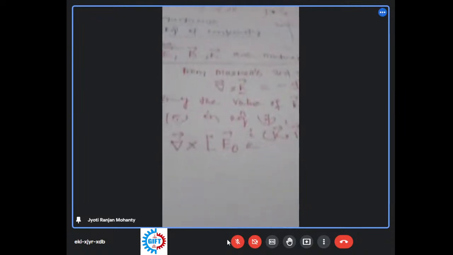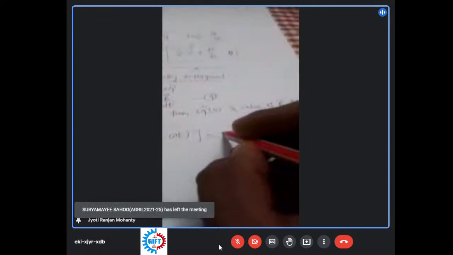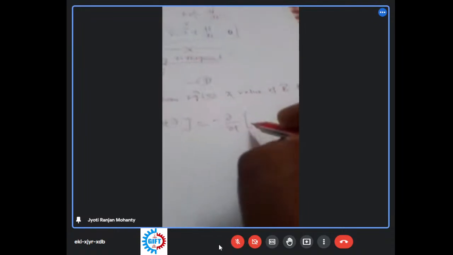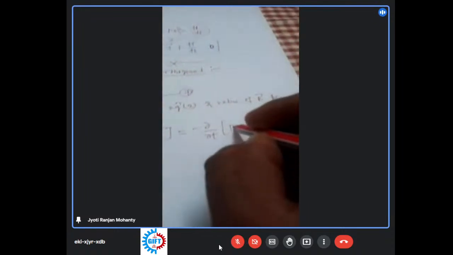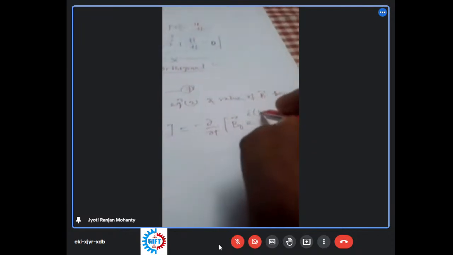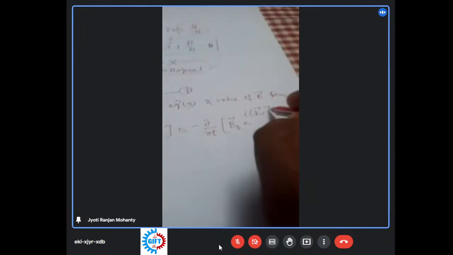Are you writing or not? Yes, sir. Del vector cross. Okay. So this is equal to minus del by del t, and instead of B, I can write B0 e to the power i k vector dot r vector minus omega t. Only the values of E and B are put.